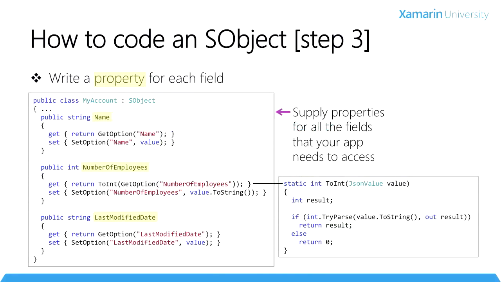The options dictionary is rather awkward to work with, as you may have noticed already. To improve usability, you want to do the following. You're going to code a property for each field that you need to work with on the client. And then since the options dictionary is in the SObject base class and it stores JSON values, you are able to write some type conversion code for non-string types you might need. Your goal here is to change the client code from SObject bracket name bracket to s.name, which is simpler, less error prone, and more type safe.